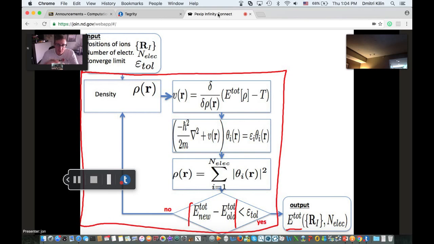Do you guys have any initial questions on what this means or how this gets implemented in VASP? You have no questions? Do you understand what it means? Kind of.